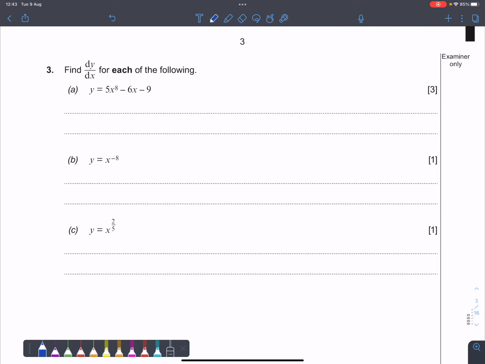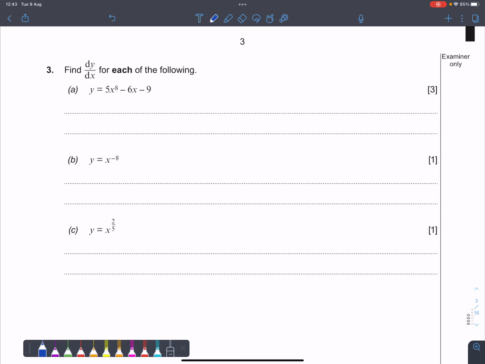Okay, this is the WJEC. In this video, we are going to look at question 3 of the WJEC Additional Maths paper from June 2015. So this is a fairly standard differentiation question.